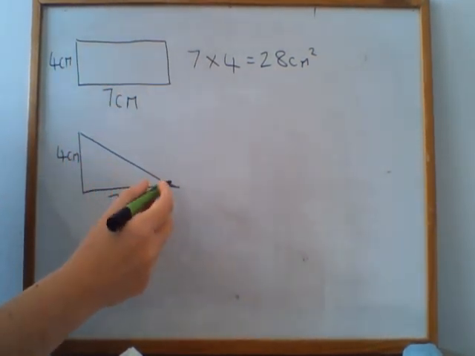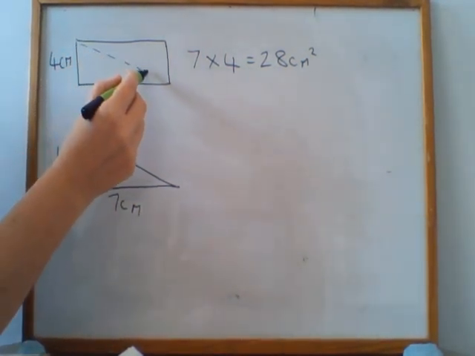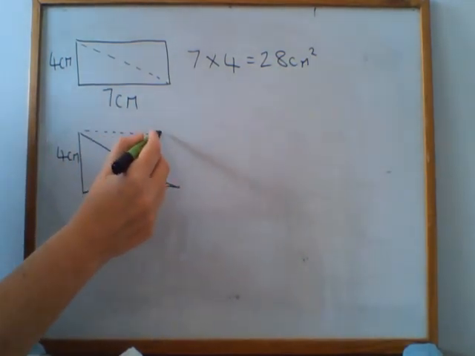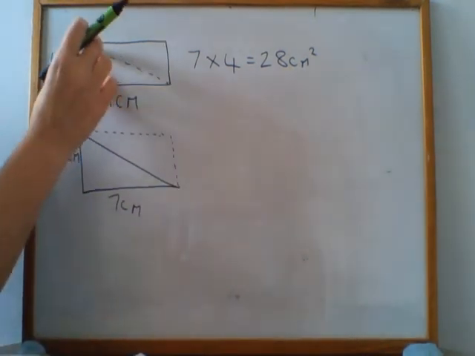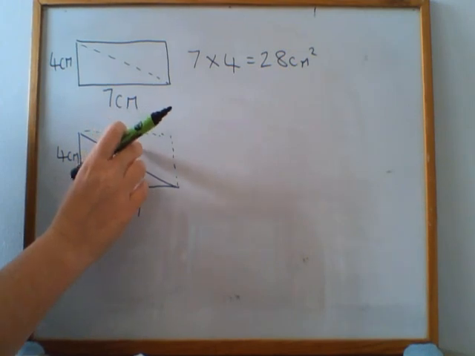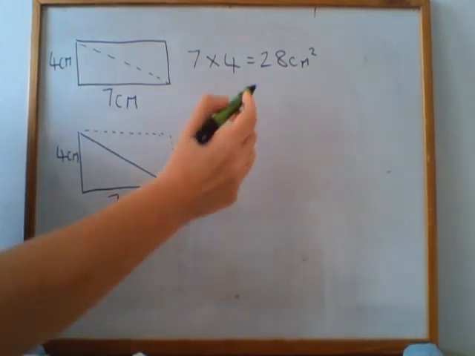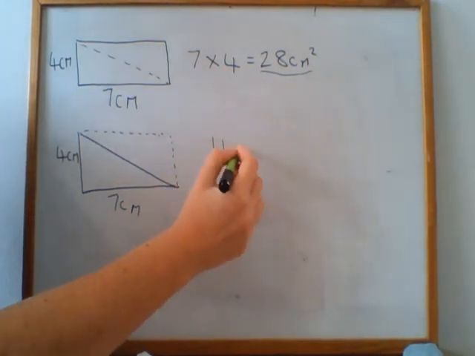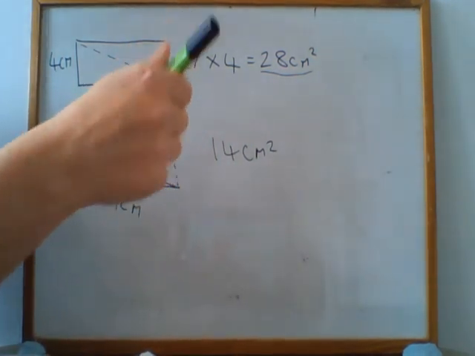Our triangle, does it fit? Is it half? You could also see like this that it would be half of a rectangle. It fits in here exactly half, or if you made this into a rectangle, you can also see the right angle triangle is half of the rectangle. So if it's half of the rectangle, then it would be 14 centimetres squared for the area of the triangle.